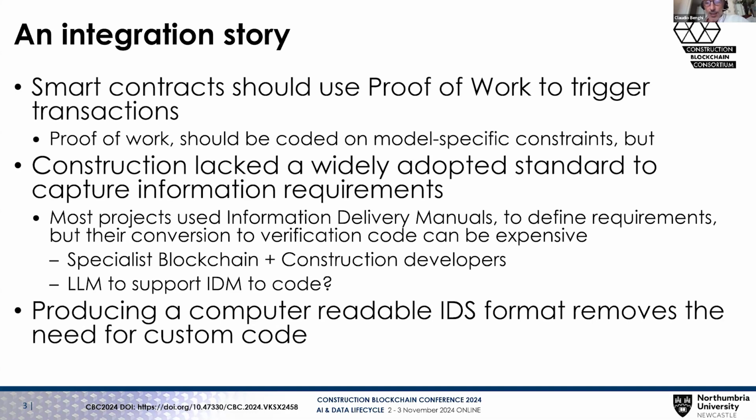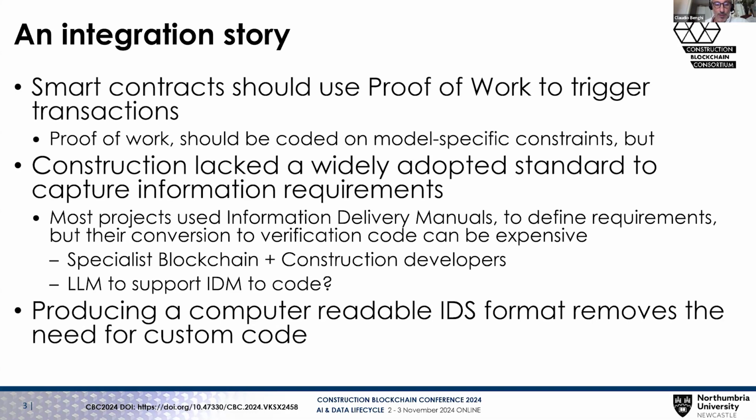However, the construction industry lacked a widely adopted standard to capture information requirements. We're starting to gather some reasonable experience in the development of information delivery manuals that define these requirements, but these, however, are generally encoded in Word documents and are only human readable. So how do we convert the constraints and expectations and criteria that would act as proof of work into software that can be executed on the blockchain?